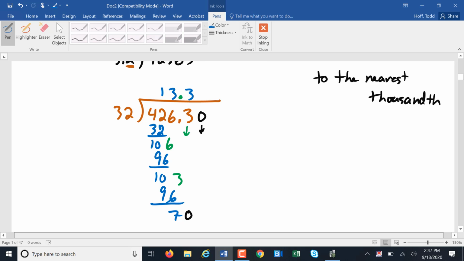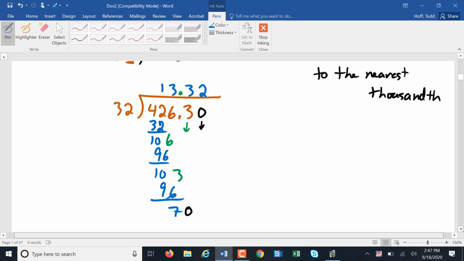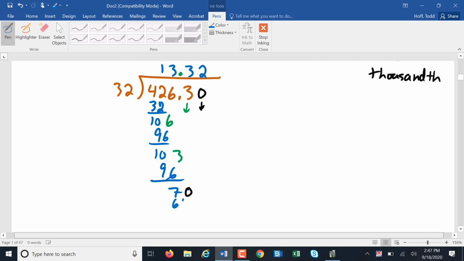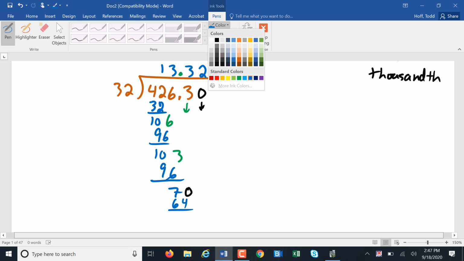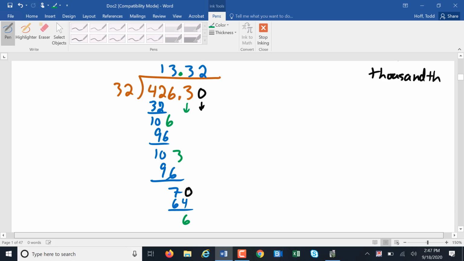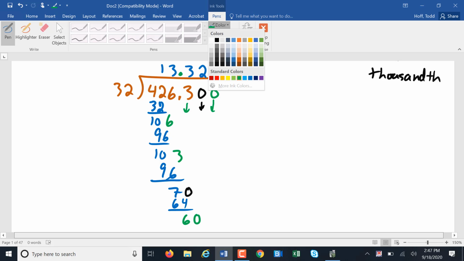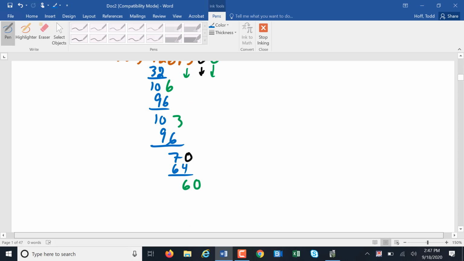32 goes into 70 how many times? Twice. 2 times 32 is 64. So we subtract, we have 6. Add a 0, bring it down. 32 goes into 60 once. 1 times 32, of course, is 32.